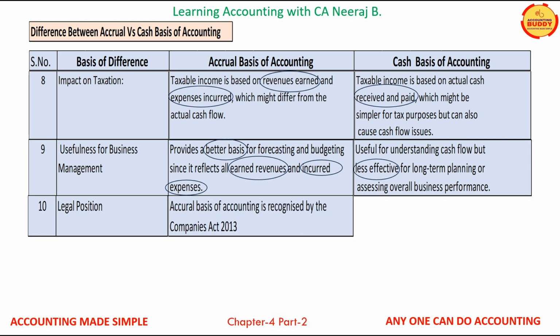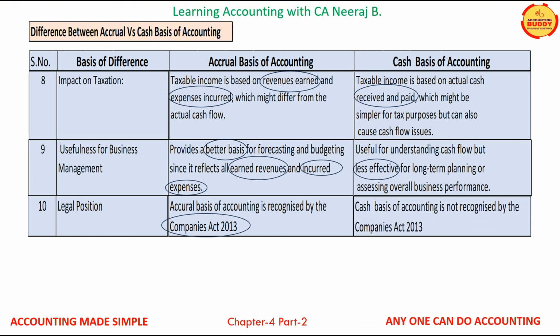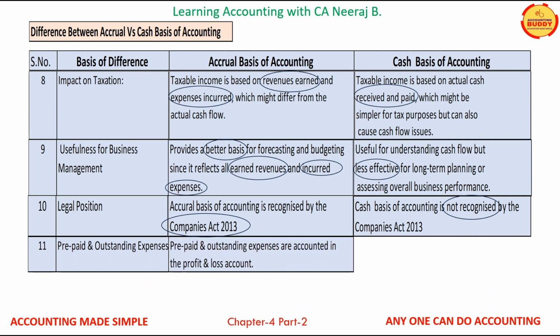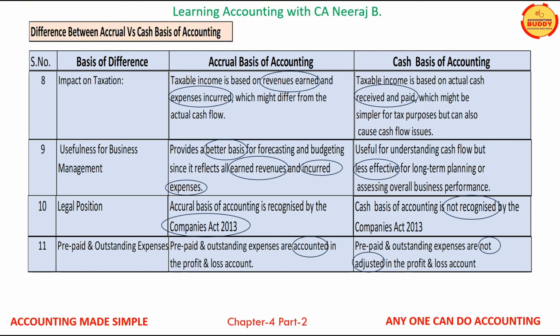Accrual basis of accounting is recognized by the Companies Act 2013, while the cash basis of accounting is not recognized by the Companies Act 2013. Number 11, prepaid and outstanding expenses. Prepaid and outstanding expenses are accounted for in the profit and loss account under accrual basis of accounting, while under cash basis of accounting, prepaid expenses and outstanding expenses are not adjusted in the profit and loss account.